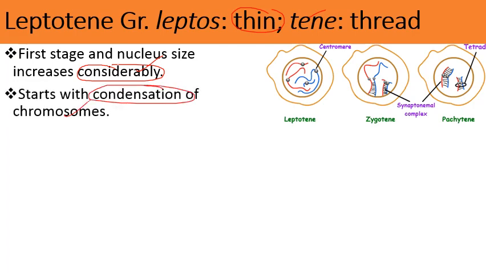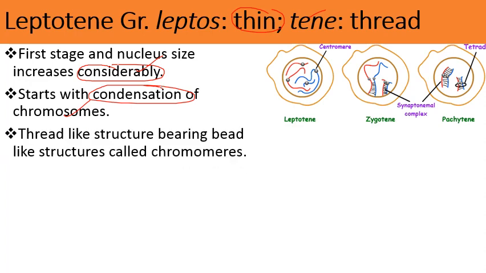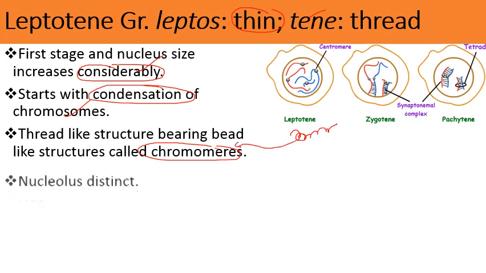जो chromosomes हैं वो condense होना शुरू होते हैं इस stage में by the process of coiling and dehydration. Then thread-like structures bearing bead-like structures are known as chromomeres. In this stage, chromatin fibers bear these bead-like structures, and these bead-like structures are known as chromomeres. In this stage, nucleus is distinct.